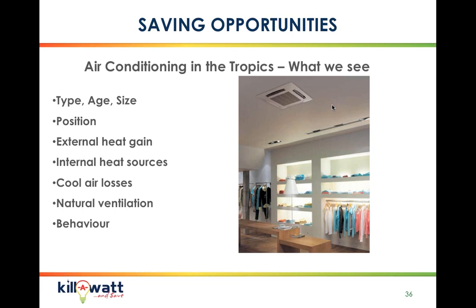The main thing with air conditioning is to reduce the duty cycle, how hard the unit has to work to maintain a temperature. So reducing your external heat gain and reducing your internal heat sources are going to help the duty cycle of the air conditioning unit a lot. Stop cool air losses, so opening doors, gaps in windows, all these things that will allow hot air to come in and the cool air to go out, and nobody likes to pay for excess air conditioning.